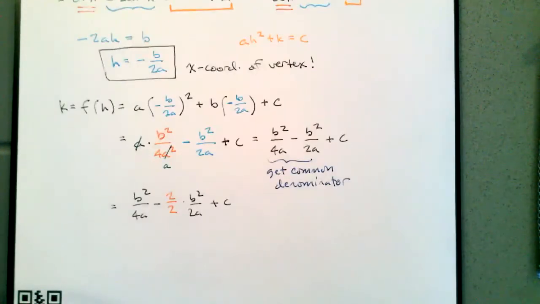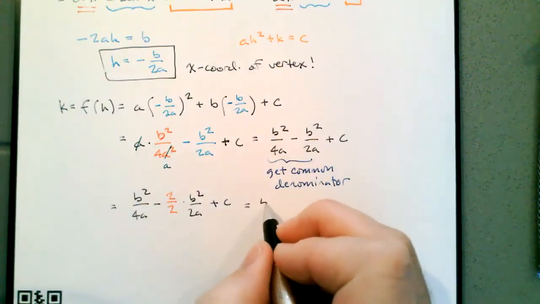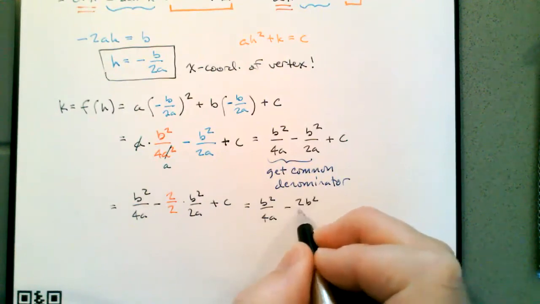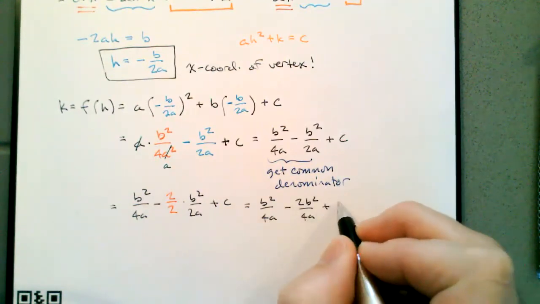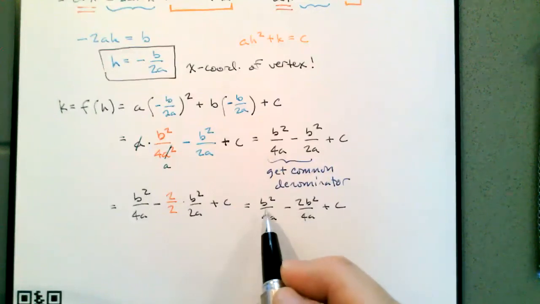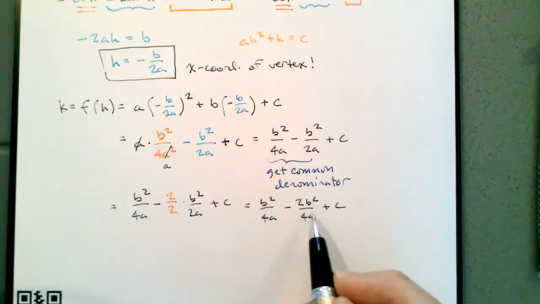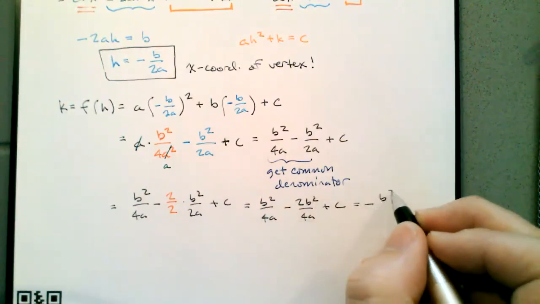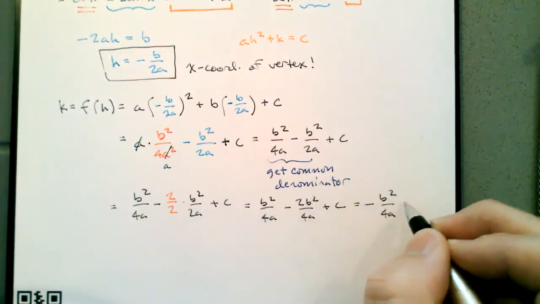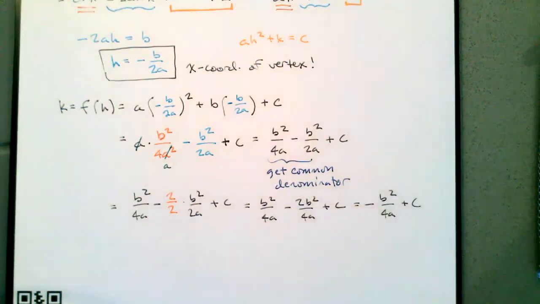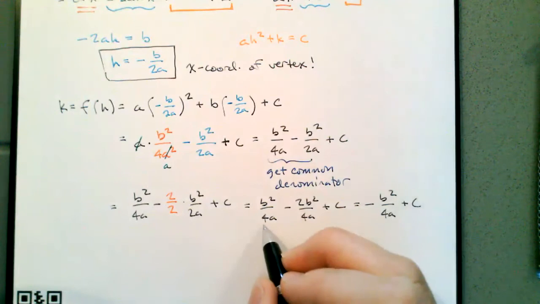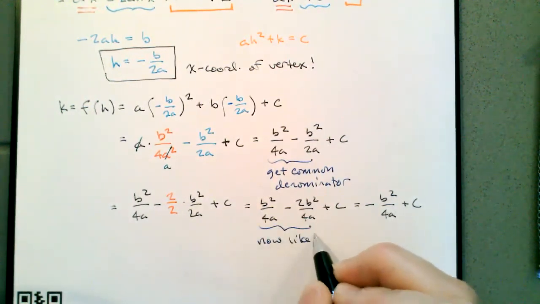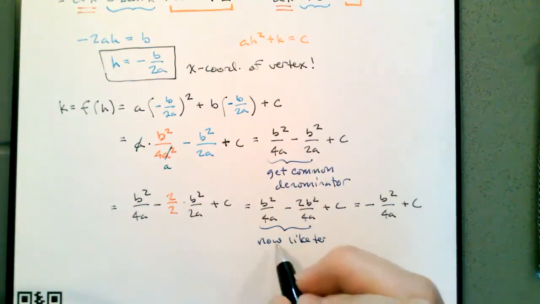Oops, I haven't done anything with that. And so now I'm looking at b squared over 4a minus 2b squared over 4a. So I have one of these b squareds over 4a minus 2b squared over 4a. So I'll have minus b squared over 4a plus c, because now I can combine like terms.